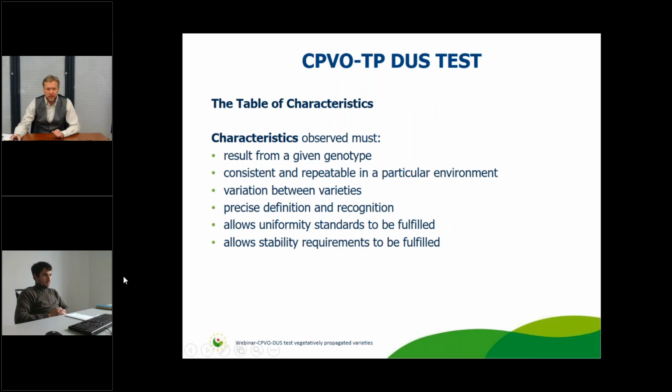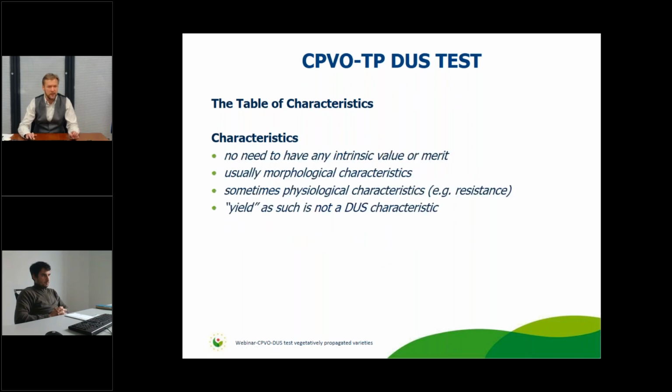So before we consider characteristics, we have to be sure that this results from a given genotype. It must be consistent and repeatable in a particular environment. There must be variation between varieties. If this is not the case, then there is no point in looking at this. It must be possible to define and recognize the characteristic. Of course, it must be possible to allow compliance with the uniformity standards and with the stability standards. If this is not the case, there is no point in looking at these characteristics. The characteristics we have in the protocols do not need to have any value or merit.